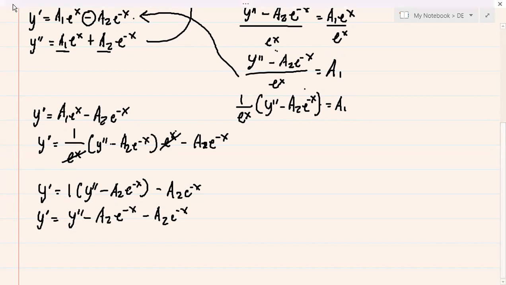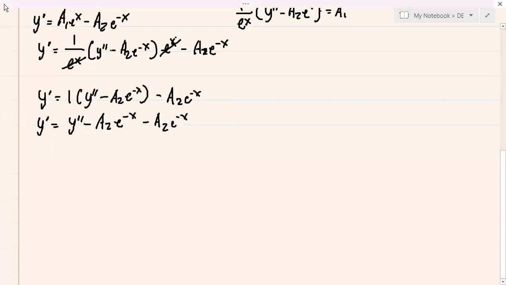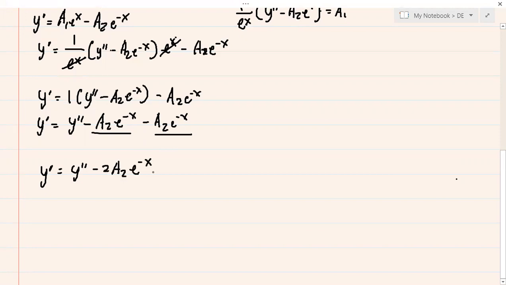Pwede pa natin itong i-simplify pala. Okay? So, itong dalawa, both of them are similar terms. Right? So, we can just add them together. So, mangyari dyan, we will have y prime is equal to y second prime minus 2 times a sub 2 times e raised to negative x. So, nakasimplify na to.